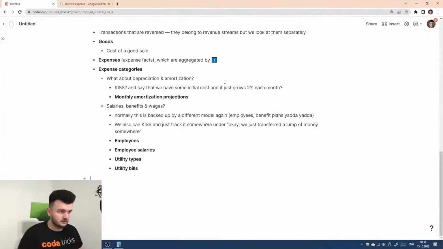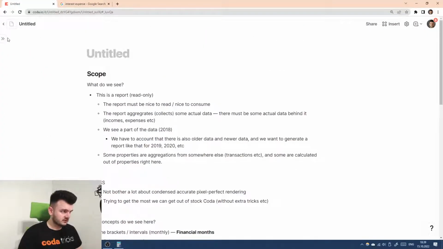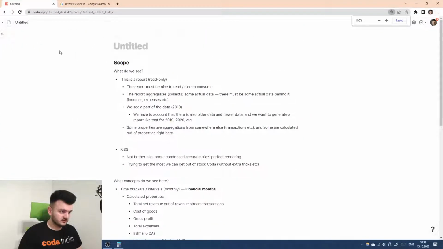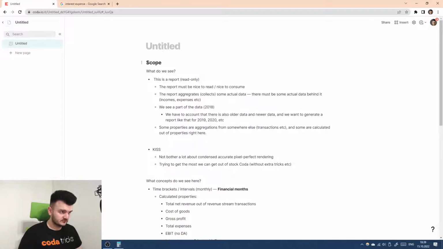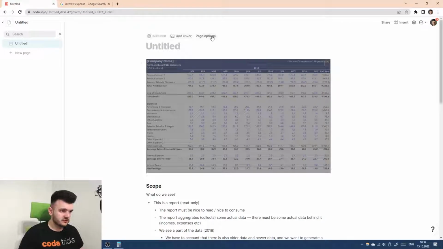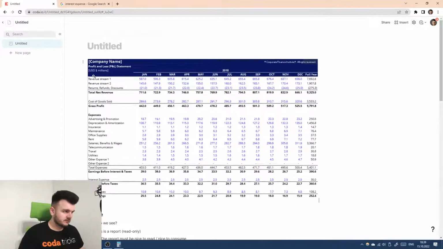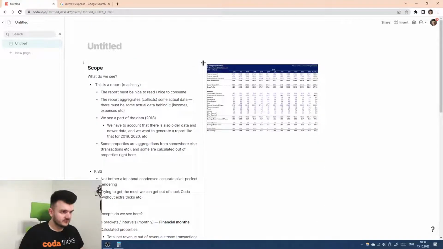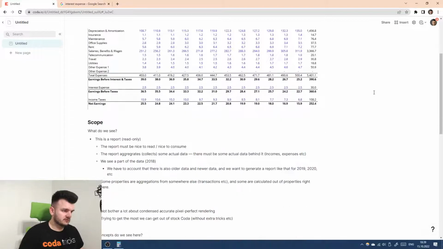Let me open this full page. Let me maybe insert the image here. Maybe let me make it wide. Maybe let me put it to the side like this. Maybe not. Maybe just keep it in the top.